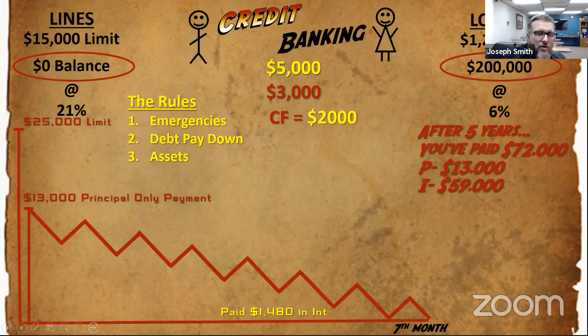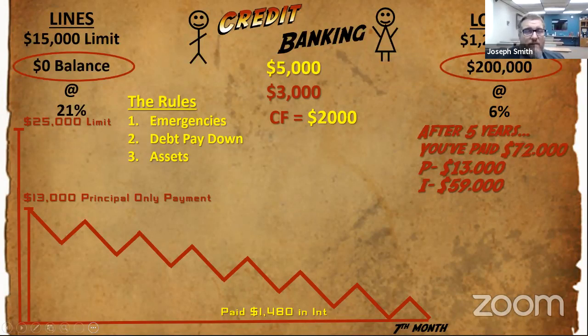In the credit banking strategy, you paid $1,480 in interest. So not only is it faster, but do you see how it's cheaper? It's inexpensive. This is the right way to be paying down your loans, and you want to convert your expensive interest. I mean, it doesn't look like it's more expensive because it's at 6%, but it's amortized in such a way that all the interest is front loaded.